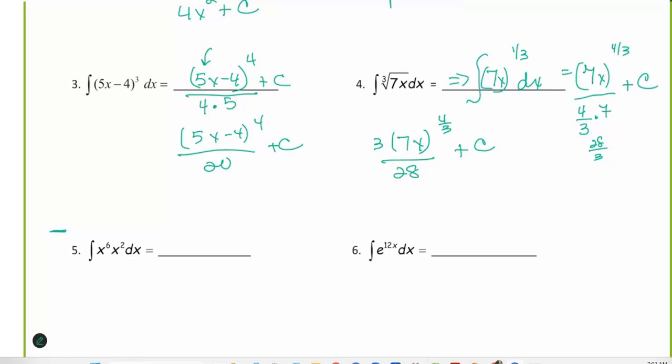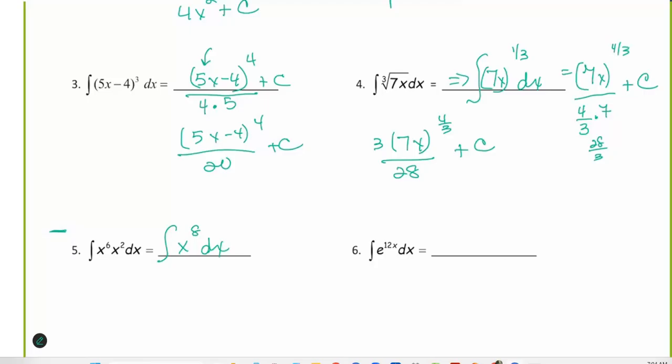Okay, so we're going to continue where we left off. So I'm going to do the fifth problem here. So what do I have there for the fifth? I would say the first thing you really want to do is clean this up a little bit. So let's clean up, and let's make this, use your exponent rules. This is x to the 8 dx.